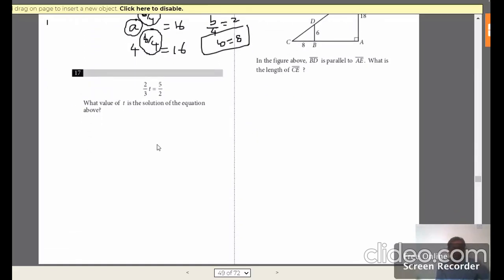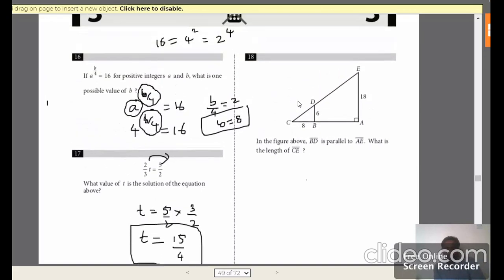Moving on to the next set of questions, 17. As you can see, what is the value of t, the solution of the equation above? So we have 2 by 3. If you want to get rid of this 2 by 3, which is a fraction, you take the reciprocal to the other side, or if you transfer this to the other side, the entire multiplication will change to 3 by 2, which means 15 over 4 is your answer.